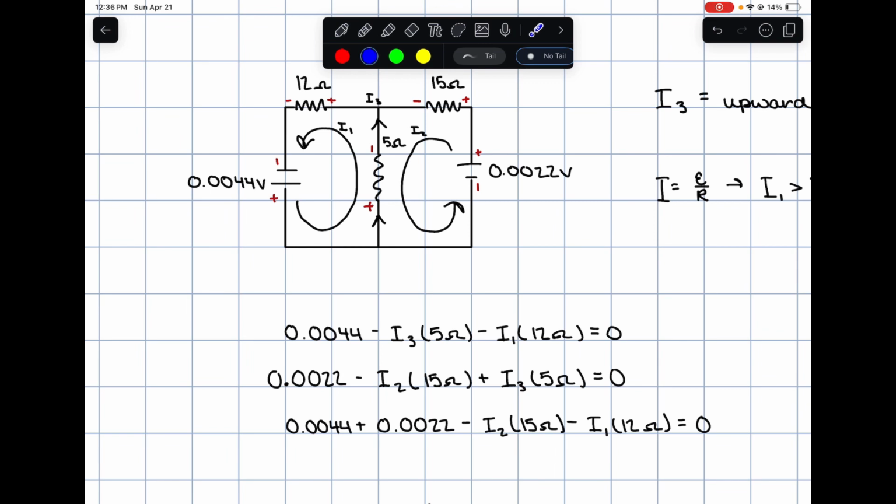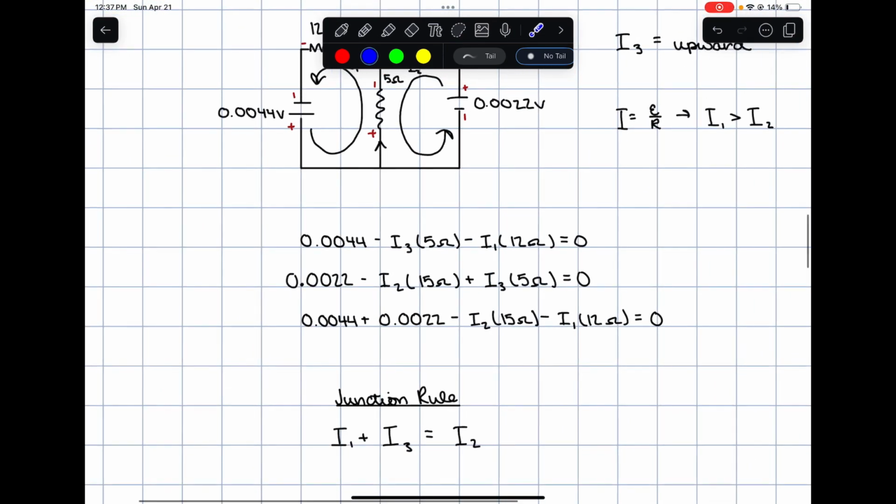equals 0. And then finally, ignoring the middle branch completely and going around the outside, we start at this side. We go from negative to positive, so plus 0.0044. We travel around, get to this battery, negative to positive, so plus 0.0022. We make it to this resistor right here, positive to negative, so we subtract I2 times 15 ohms. We make it to this resistor here, positive to negative, so we subtract I1 times 12 ohms and set it equal to 0.